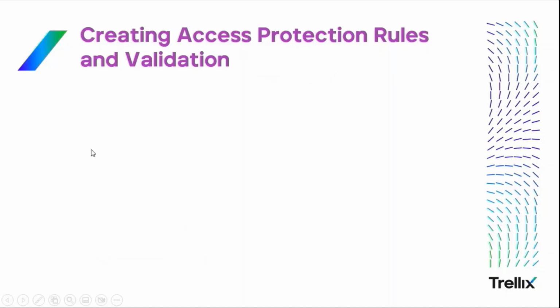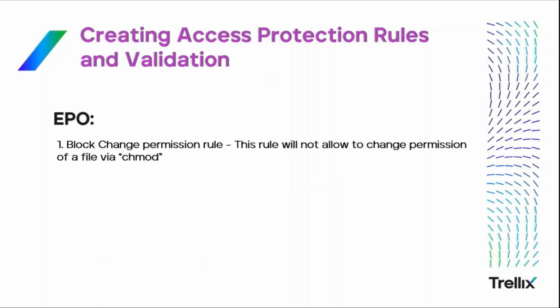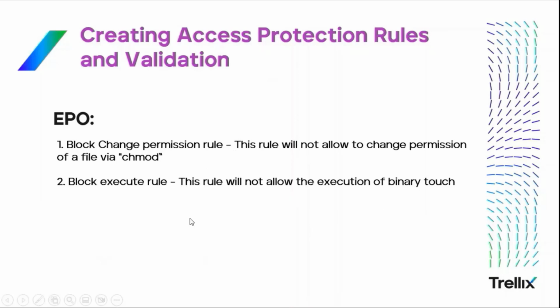All right, now we've confirmed that access protection is enabled both from ePolicy Orchestrator and from the standalone system. Now we'll go ahead and create access protection rules and validate them as well. From ePO, I'll be creating two rules. The first one will block any action that changes the permission of a file using the chmod command. The second one will block an executable file, and in this case, I'm using the binary touch. In the later part, I'll be explaining everything on the ePO screen.